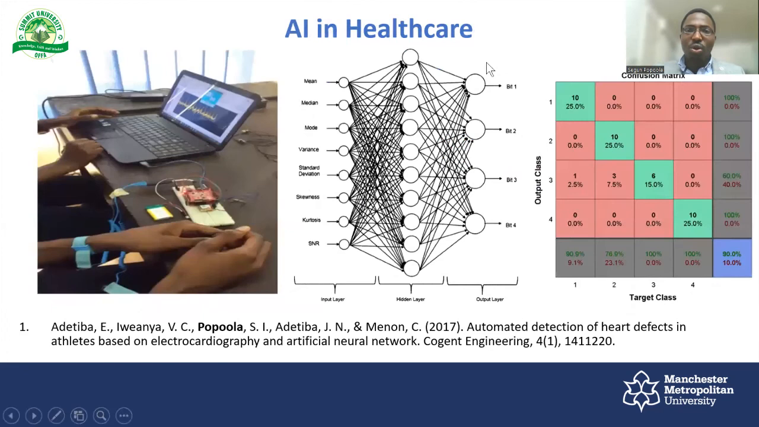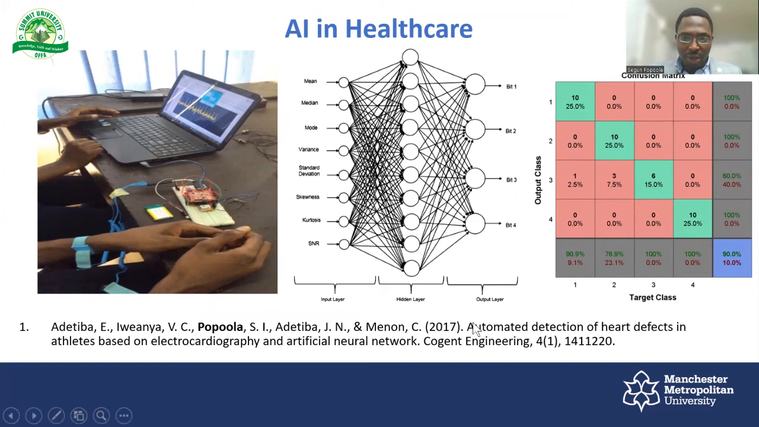Also, in a previous project with Professor Emmanuel Adetiba at Covenant University, we applied AI to a healthcare problem, precisely the detection of heart defects in athletes. How can we detect defects in the heart of athletes while they are still on the field so as to prevent sudden death? Some undergraduates worked on how to collect the data. I worked on the AI modeling part of it, and we were able to publish this paper in Cogent Engineering Journal.